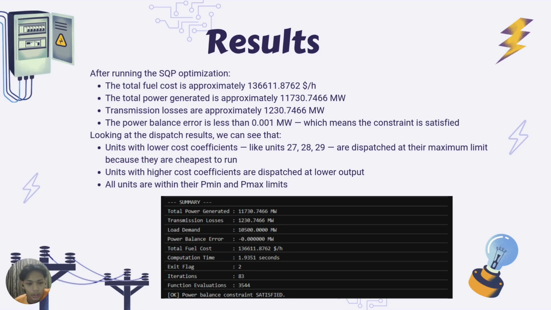We can see that the load demand we get is a perfect 10,500 megawatt. The total power generated is 11730.7466 megawatt, and the transmission losses are 1230.7466 megawatt.